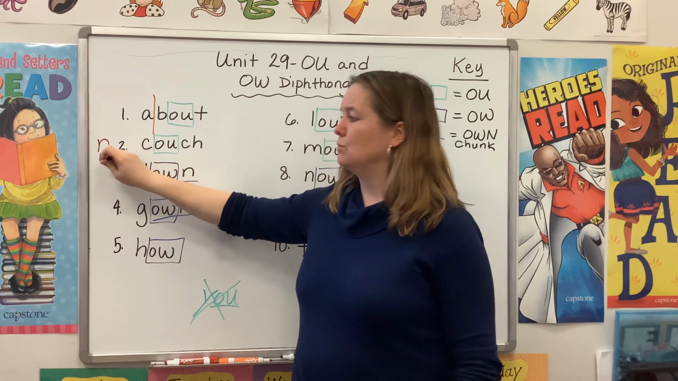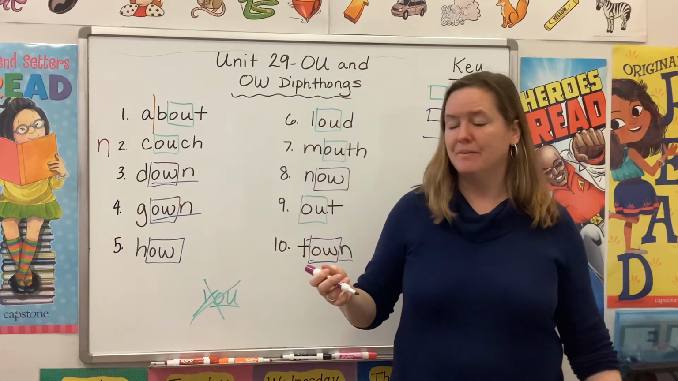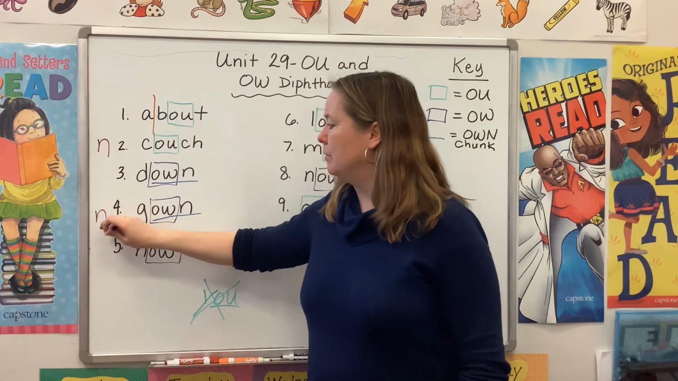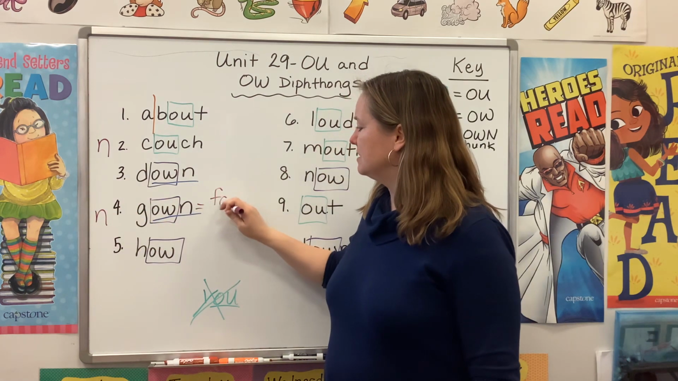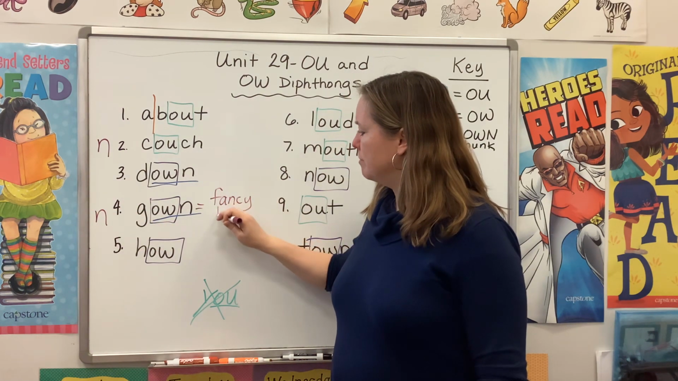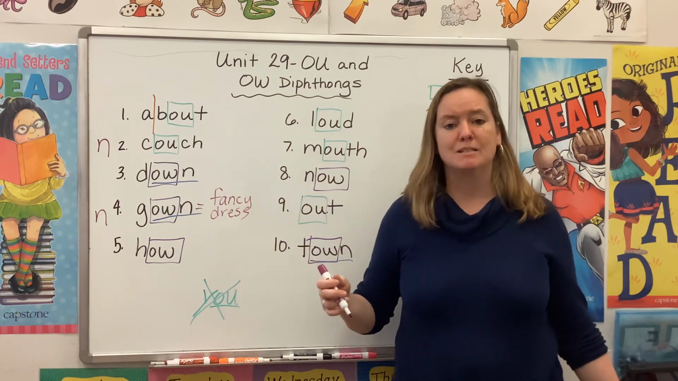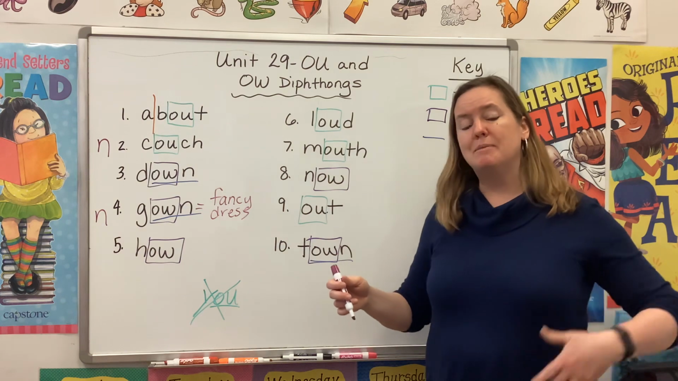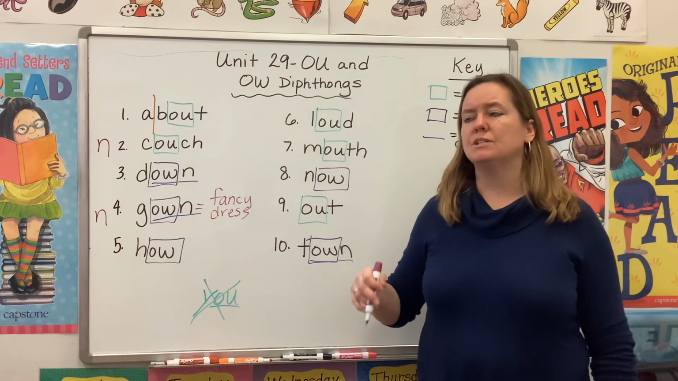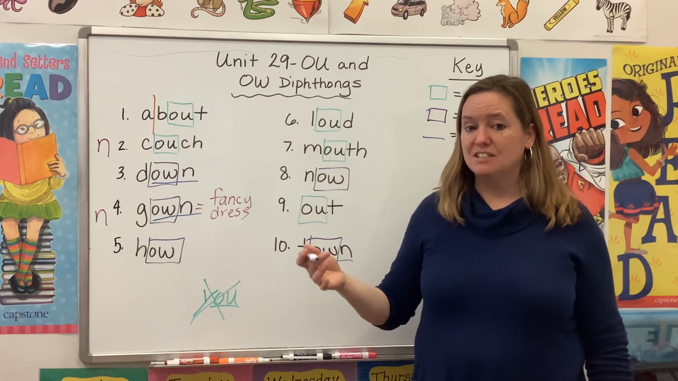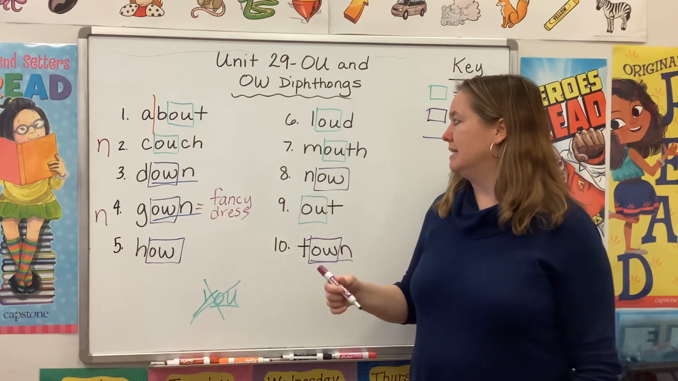So we know what a couch is, something we sit on, right? A piece of furniture. That's a noun. A gown is a fancy dress. So a bride might wear a wedding gown when she gets married. Her bridesmaids might wear fancy gowns. A girl might wear a gown to her high school dance or prom. So that would be a gown.